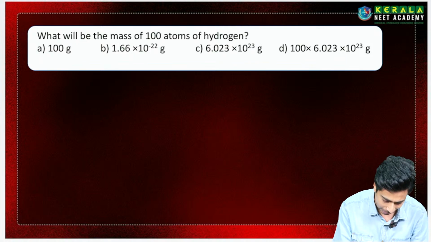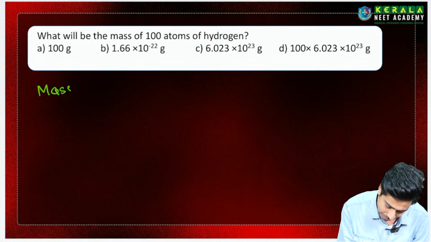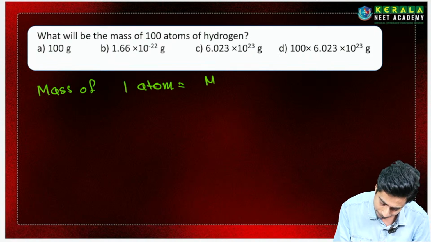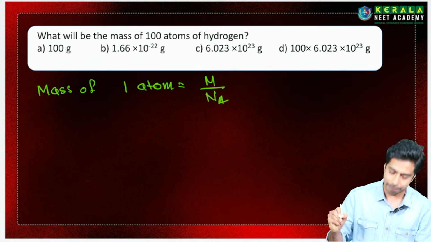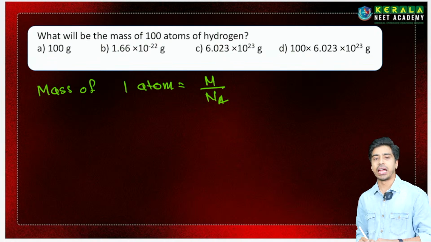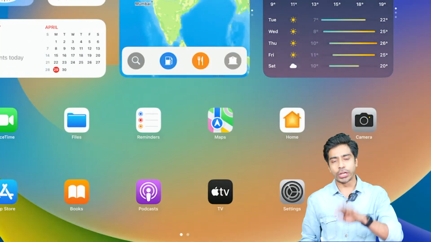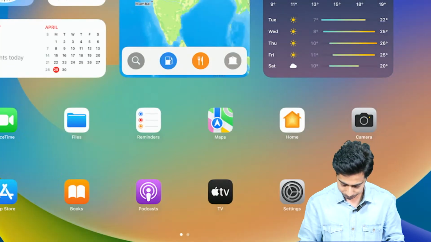So take the formula: mass of one atom is equal to capital M divided by Na, where M is the atomic mass. Mass of one molecule is also, one minute, just wait.